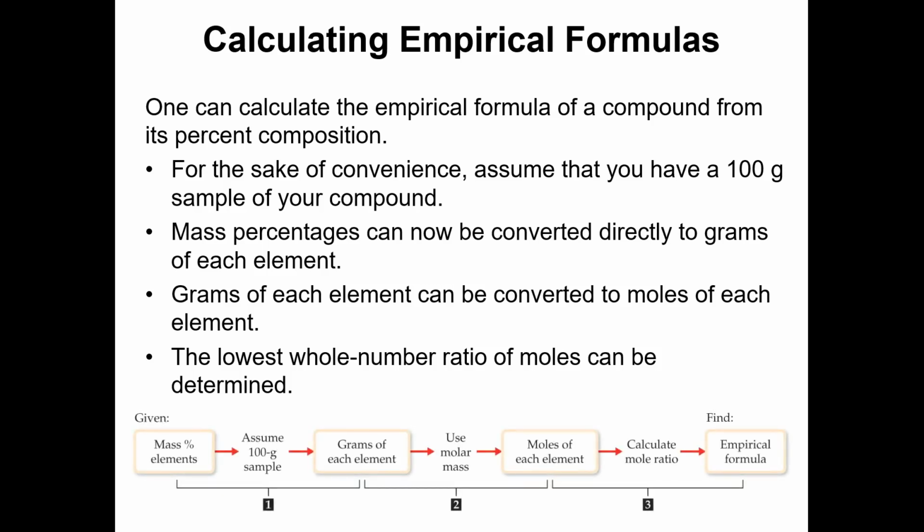And so here is a little roadmap that's from your textbook. We start with the mass percentage of the elements. We assume that we've got a 100-gram sample. That tells us how many grams of each element we have. The next step is to divide, in each case, the mass of the element by the molar mass of that element to give us moles of each element. And then we're looking for a whole number ratio between those numbers, and that gives us the empirical formula.